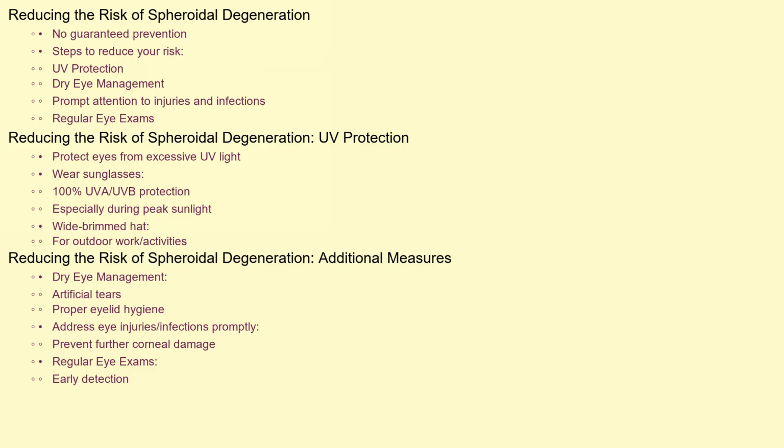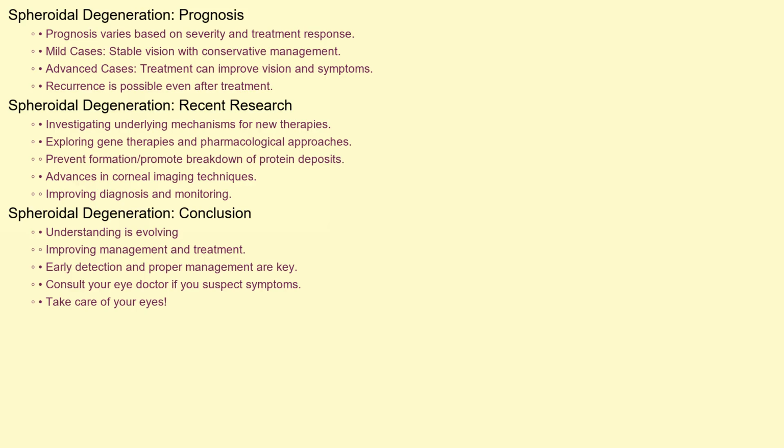Managing dry eye with artificial tears and proper eyelid hygiene can also be helpful. Promptly address any eye injuries or infections to prevent further corneal damage. Regular eye exams can also help to detect early signs of the disease. The prognosis for spheroidal degeneration varies depending on the severity of the condition and the individual's response to treatment.